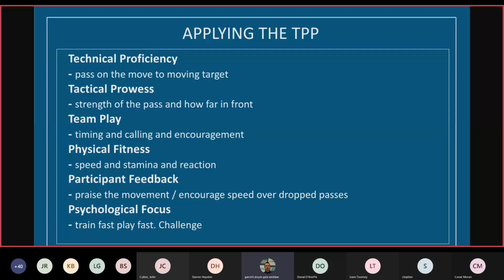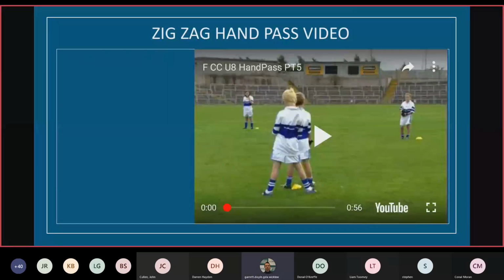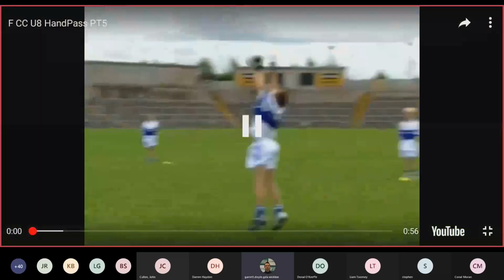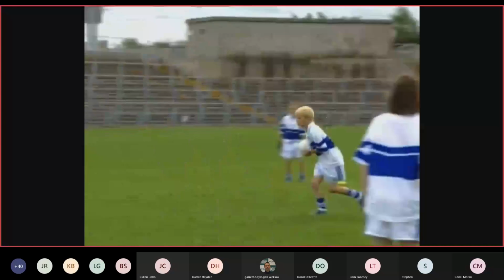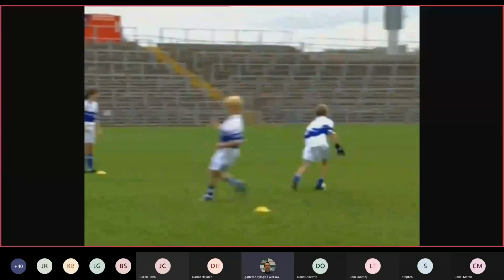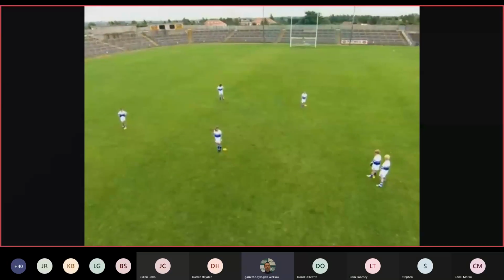And then one way of getting the focus in is we're going to train fast and play fast. And this is a challenge. This is difficult. We've moved on from the simple stationary activities. We are doing more movements, quicker, faster activities. So this is similar, only a different pattern or route. So again, there's timing and waiting. And again, similar to the last one, we're looking to pass in front of the runner.